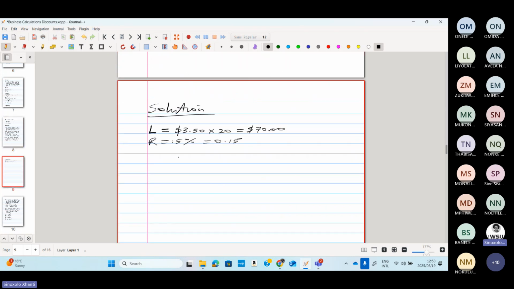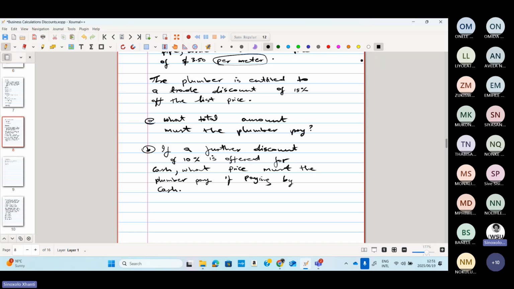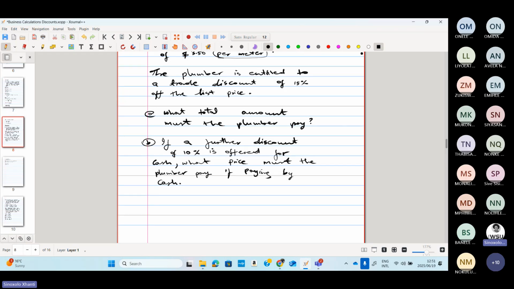I want you to realize that in this example, D is not given, and also DP is also not given. So what is the question? The question is, what total amount must the plumber pay? This is the amount this guy needed to pull his hand and put inside his pocket, bring out the wallet, and then take out this number of dollars and pay. In other words, this is the new price this person is supposed to pay.